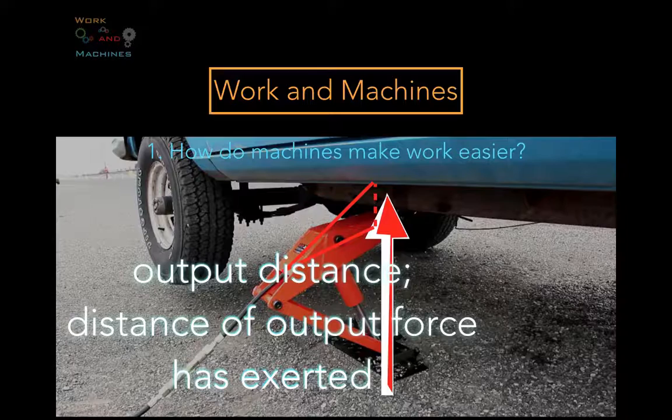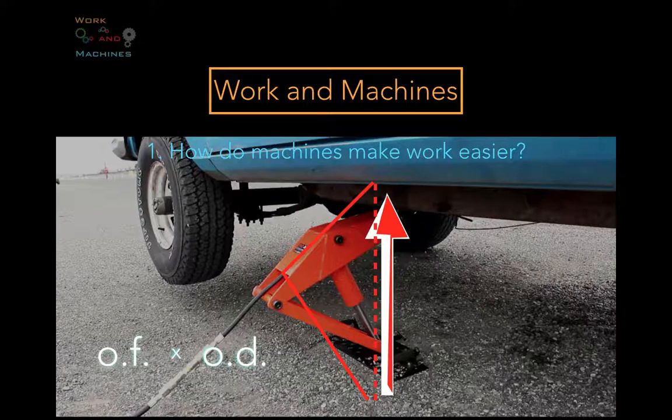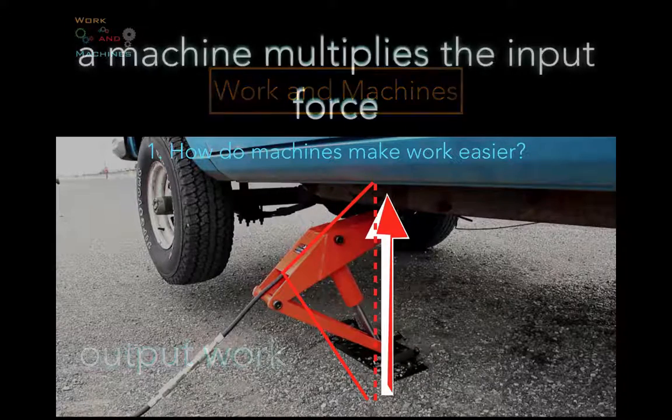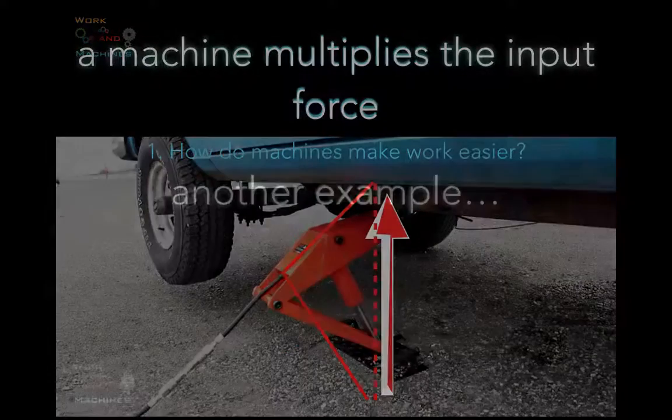Also, there's the output distance, the distance over which the output force is exerted. Notice that this output distance is much smaller than your input distance. Output force times output distance gives us output work. So a machine multiplies the input force and is able to do something that you are not.